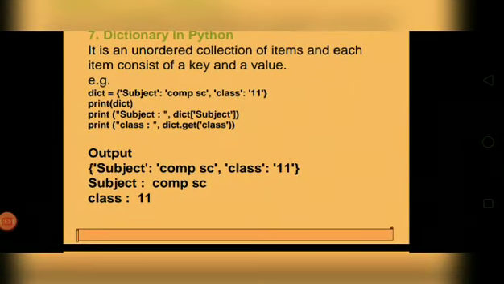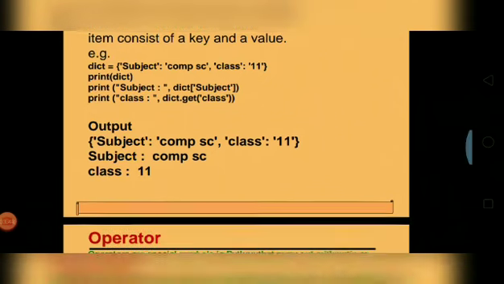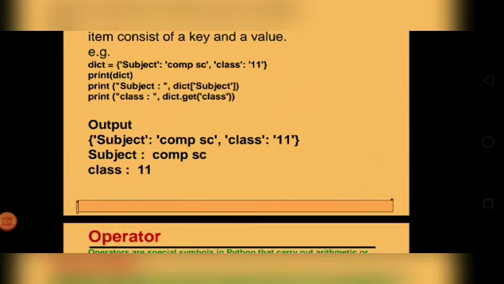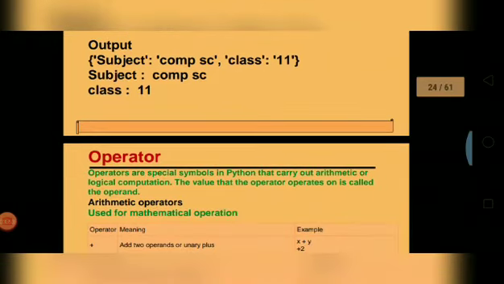We have to write the key name, then colon, then the key value, and we have to use curly brackets. If you want to see any key value, we have to write the key name here. For example, here is subject, so we are writing subject. In the output you can see subject is displaying computer science, and here subject is the key name and computer science, class 11 is the key value.